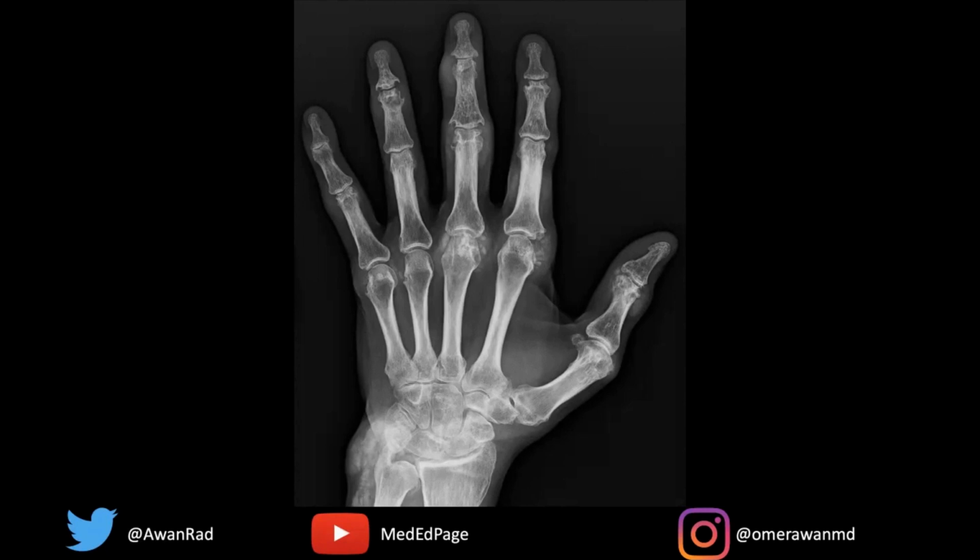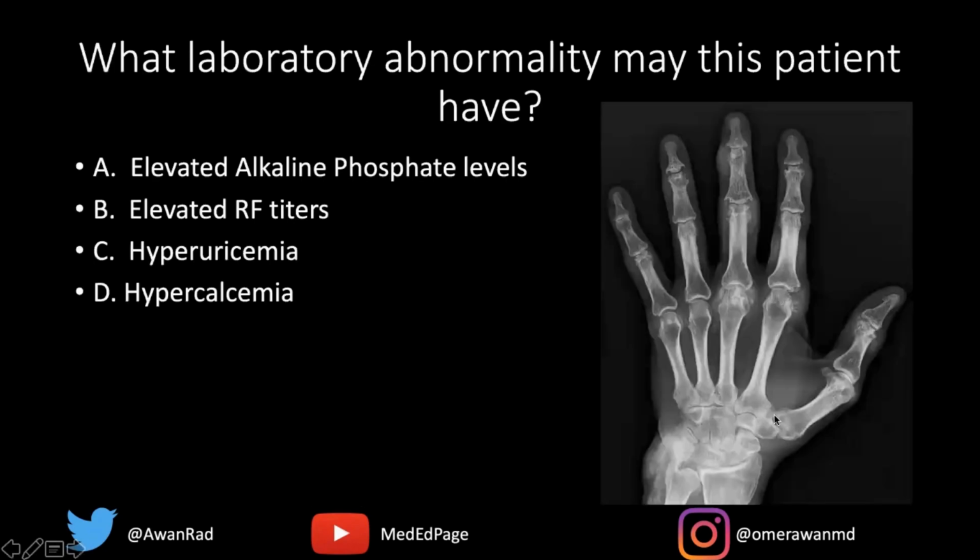Here we have a really awesome case. I'm excited because this is a bread and butter case. We have a frontal view of the hand. And the high-yield question I have is, what laboratory abnormality may this patient have? Elevated alk phos levels, elevated rheumatoid factor titers, hyperuricemia, or hypercalcemia? What laboratory abnormality may this patient have?